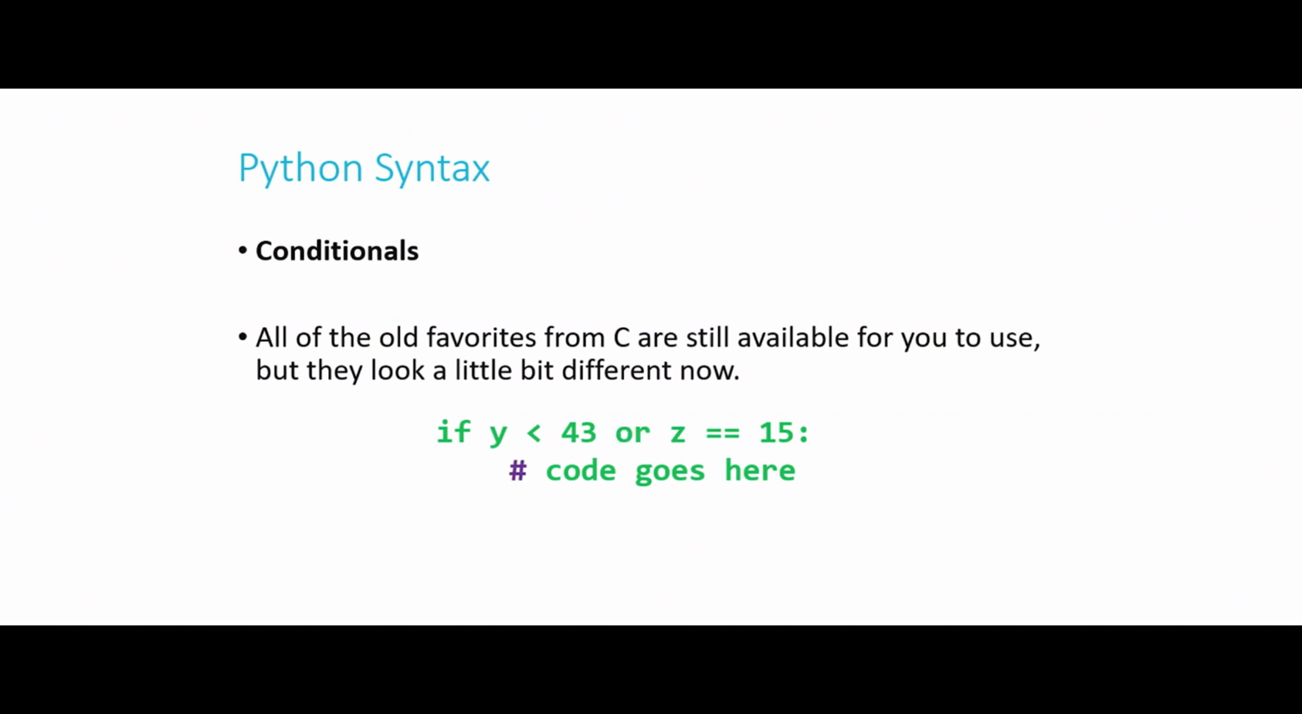In Python, all comments are introduced with the pound sign or hash mark like this. So this basically just indicates that this is a comment.